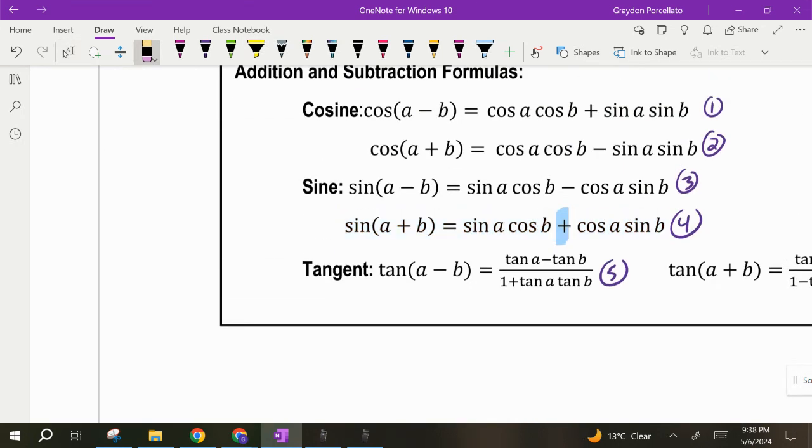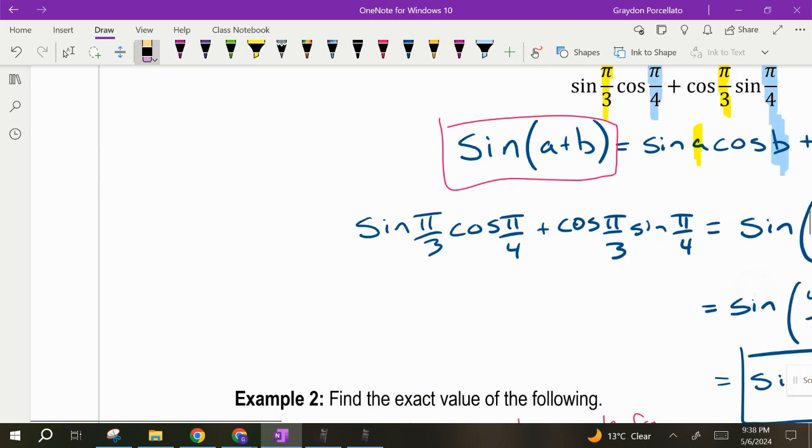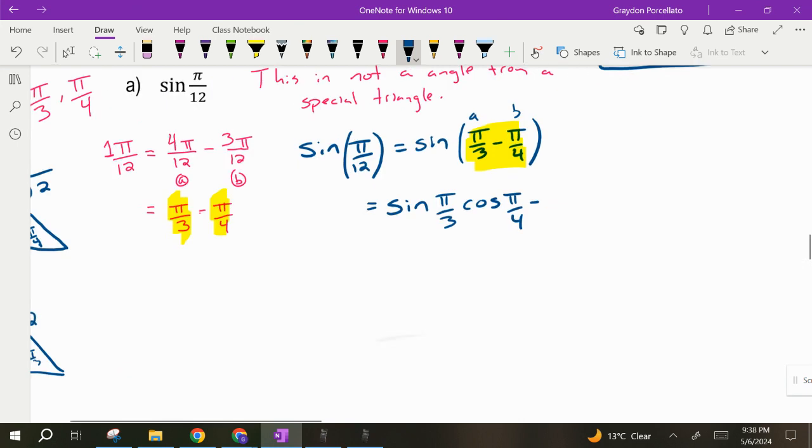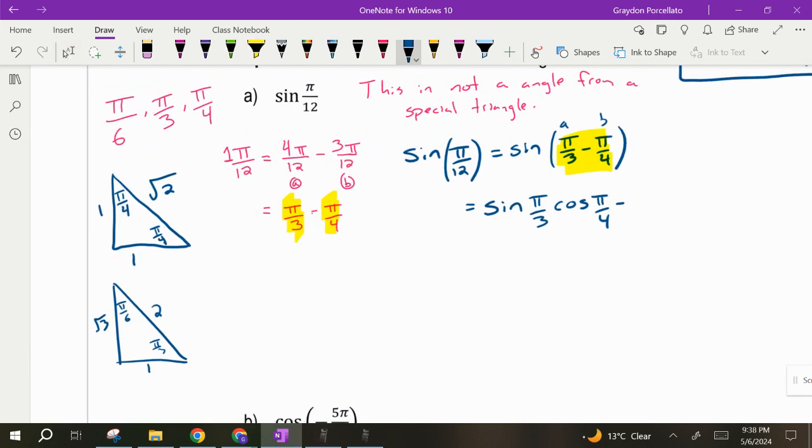So sine when we're subtracting is this one here. Okay, it's sine of A cos of B minus cos of A sine of B. So let's simplify that. This is our A, this is our B. So this is equal to the sine of A, pi over 3, cos of B, pi over 4, minus the cos of A, which is pi over 3, the sine of B, which is pi over 4.